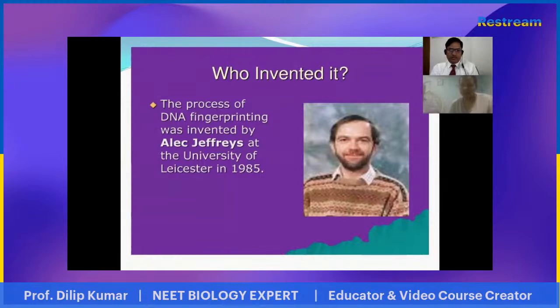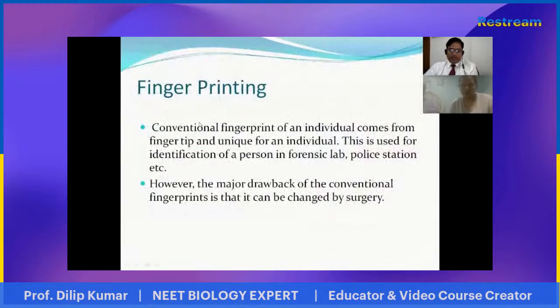He was a professor at the University of Leicester in 1985. And during that time, he found the criteria of DNA fingerprinting. So this is the figure of Alec Jeffreys. DNA fingerprinting is based on the principle, first of all, of the prior criteria of fingerprinting, known as conventional fingerprinting. The conventional fingerprint of an individual comes from the fingertip and is unique for an individual, right? This is used for the identification of a person in the forensic lab and police station.